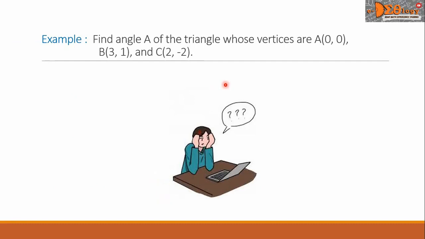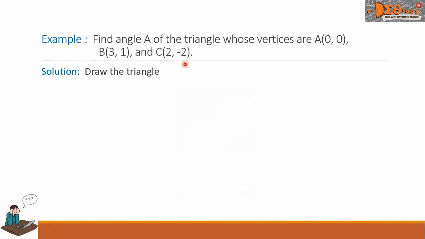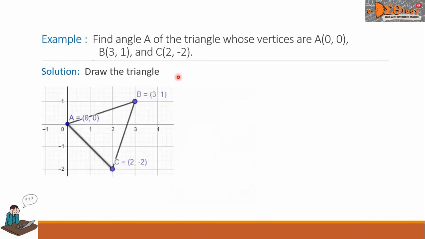Let us see this example. Find angle A of the triangle whose vertices are A (0, 0), that is the origin, B (3, 1), and C (2, negative 2). For our solution, first we will draw the triangle.